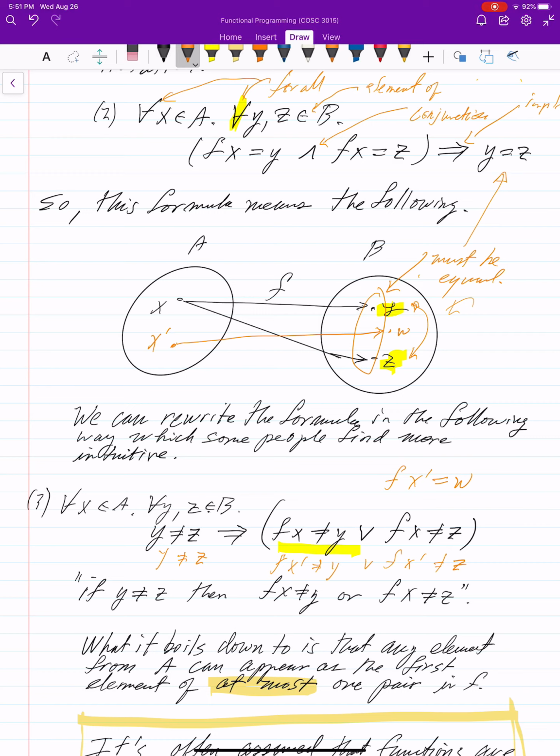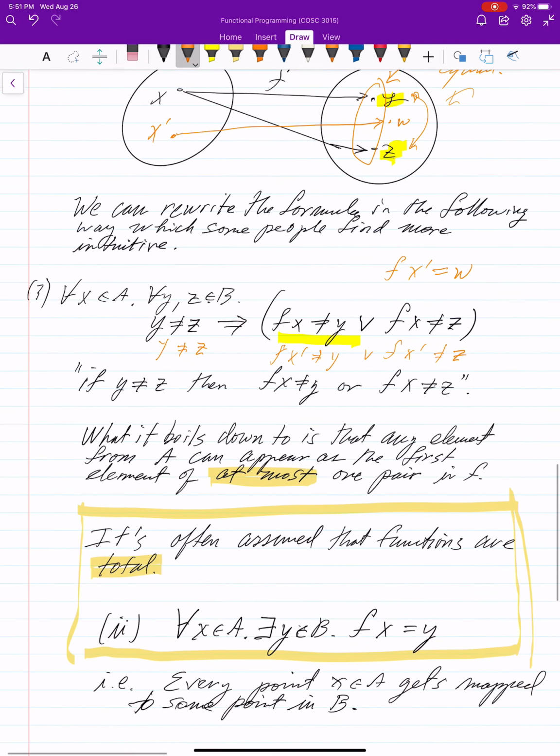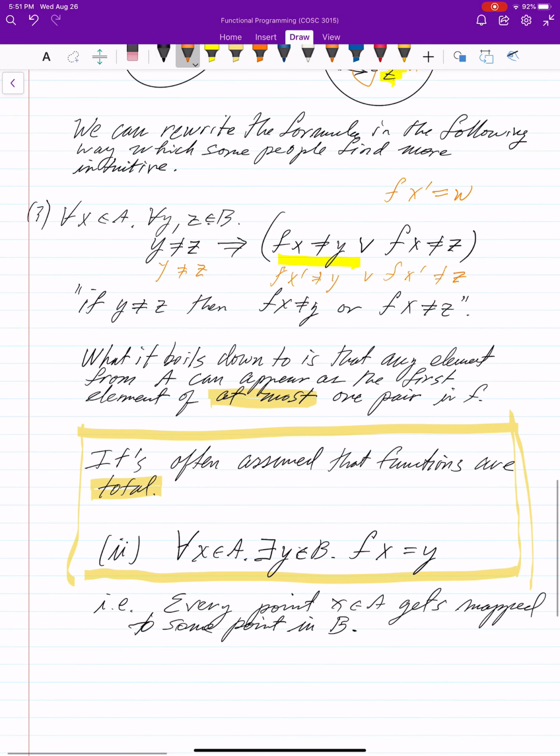So anyway, I hope that may help you understand this logical condition, but in a way, what it boils down to is that any element from A can appear as the first element of at most one pair in F.